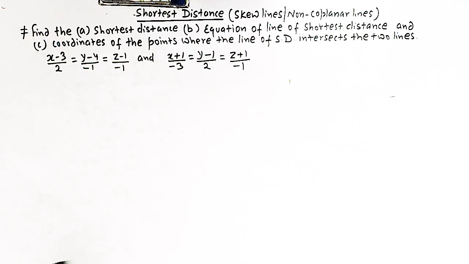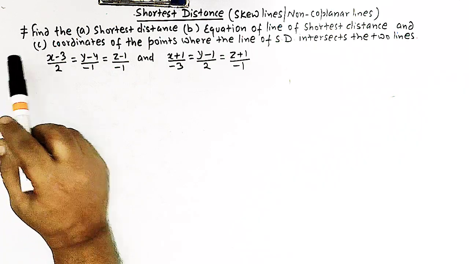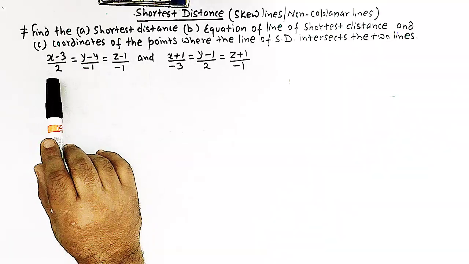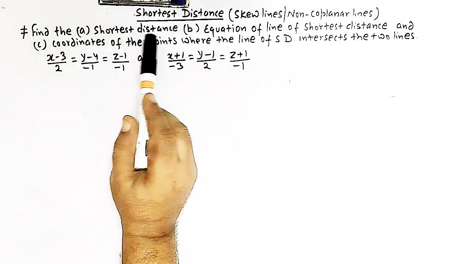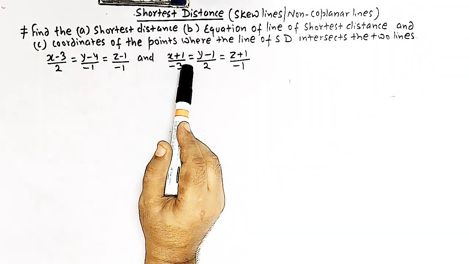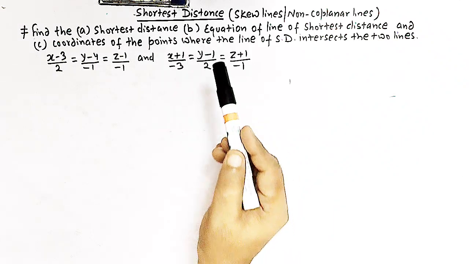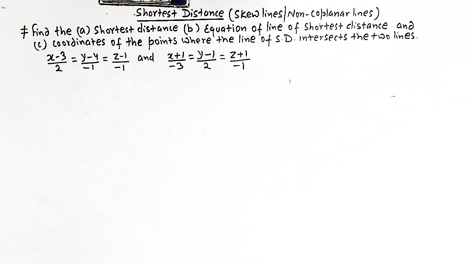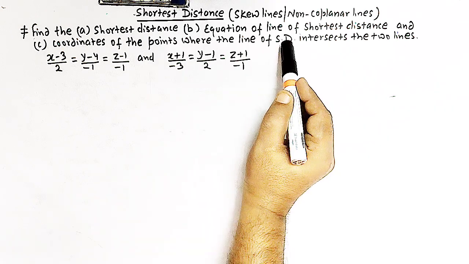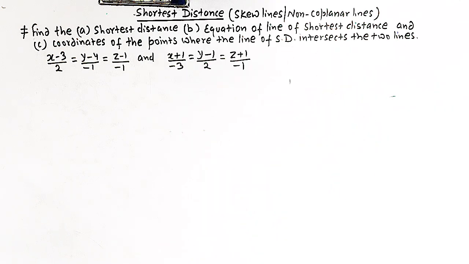Hello viewers, in today's session we are going to discuss a problem related to finding the shortest distance between two skew lines or non-coplanar lines. We are given the equations of two non-coplanar lines, and we have to find the shortest distance between them, the equation of the line of shortest distance, and the coordinates of the points where the line of shortest distance intersects the two lines.